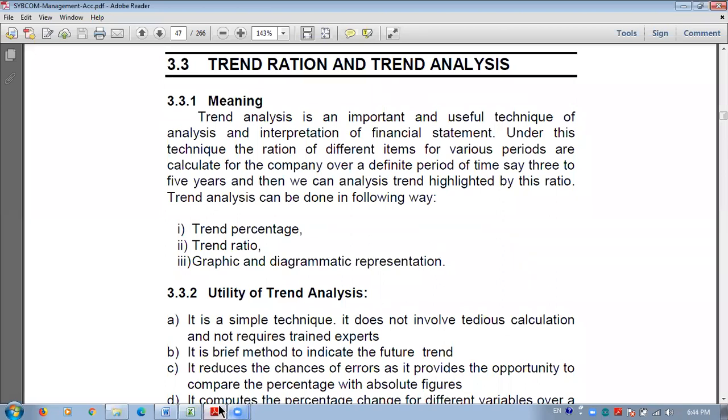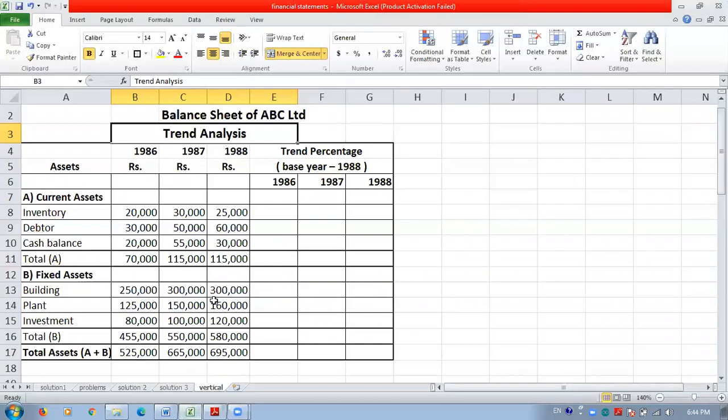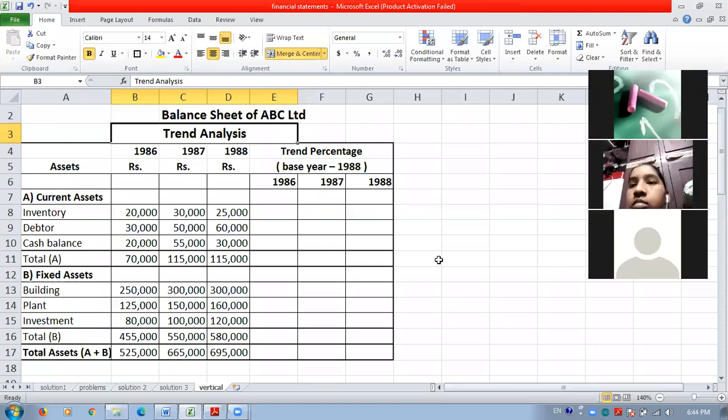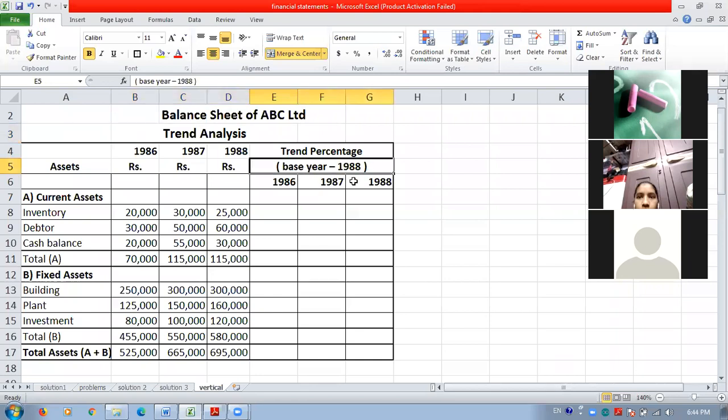In case of management accounting, it is the trend of balance sheet figures or profit and loss figures. Suppose, for example, inventory. After trend analysis, we come to know whether the inventory cost is increasing or decreasing. When we go for trend analysis, suppose three years are given, then the first year is your base year.